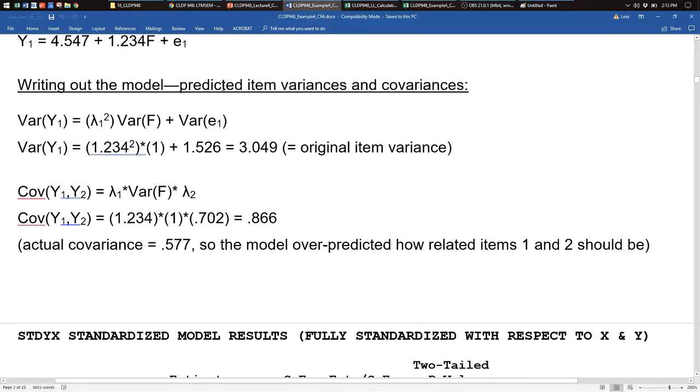And then the covariances. I have an example here with item 1 and 2. There's only one factor right now, so that simplifies things. The predicted covariance between item 1 and 2 is each of their loadings multiplied together and multiplied by the factor variance. So the model says that its covariance should be 0.866. However, it's wrong. In the data, the covariance is actually 0.577, so it's off. The question is, is it too far off, or is it close enough?